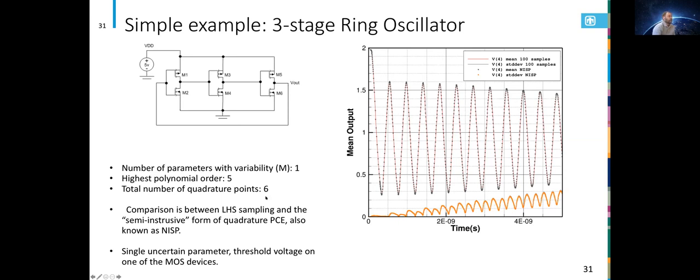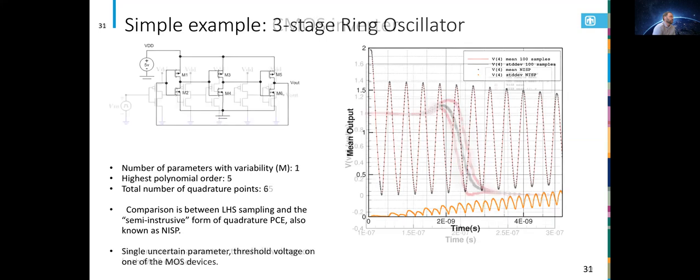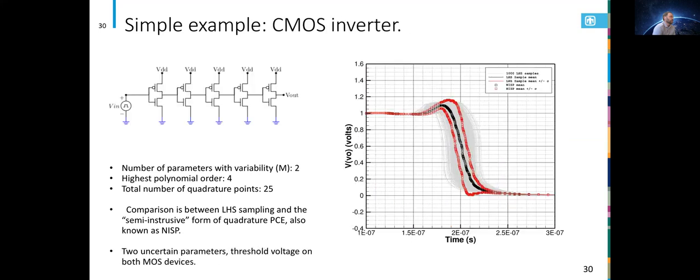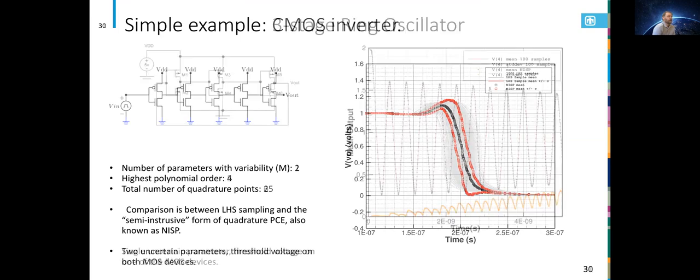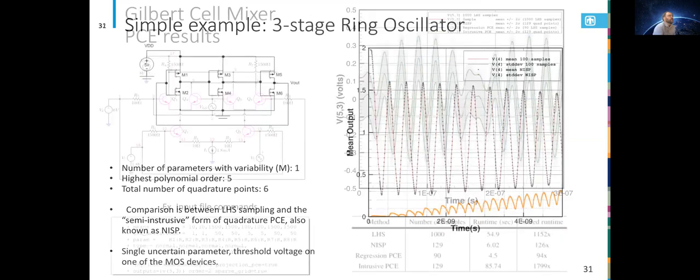And I'll mention, I'm showing the number of quadrature points here. If I'm doing a fifth order polynomial and just a single parameter, then you only need 6 quadrature points. Back here on this one, I was doing a fourth order polynomial and I had 2 input parameters, and that led to the PCE method requiring 25 quadrature points. Eventually, as you might imagine, when you get to more and more parameters, the number of quadrature points you need can explode if you're not careful.